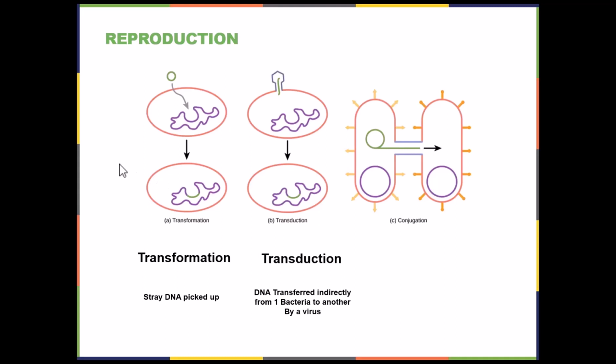Another way that we can get new DNA into a bacterial cell is through transduction. This little hexagon structure here is supposed to represent a virus. This virus has nucleic acid in it. It's going to inject that into the bacterial cell, and that bacterial cell is going to incorporate it into its own DNA. And then finally we have conjugation. In conjugation, one bacterial cell will give some of its DNA to another bacterial cell.